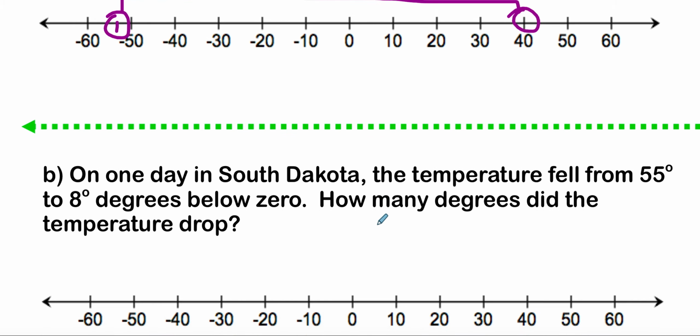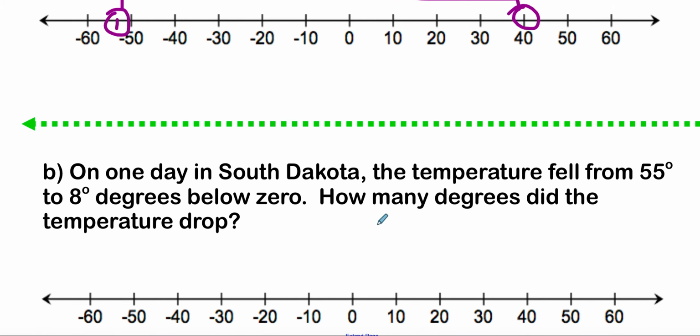B. On one day in South Dakota, the temperature fell from 55 degrees to 8 degrees below zero. How many degrees did the temperature drop? 8 degrees below zero. Very important, below zero. Where do you place the number 8 on the number line? If it says below zero, where does the number 8 belong on a number line?